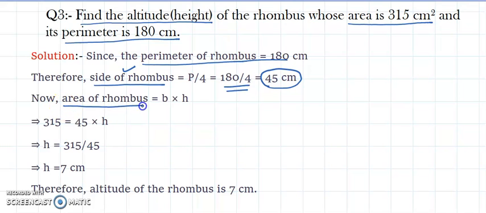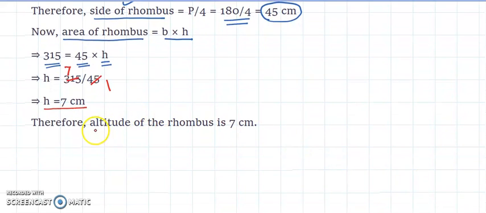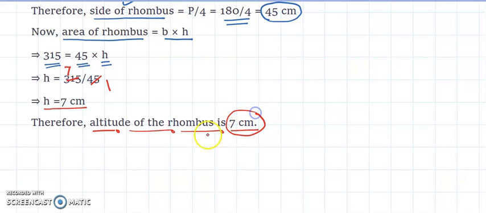We know that the area of the rhombus is equal to base into height. Area is already given to us as 315. We have just found the side of the rhombus as 45 and the height is in the formula itself. Transposing the 45 to the other side and simplifying it in a proper way, 45 ones are 45, 45 sevens are 315. We have obtained the height as 7 centimeter. So height or altitude means the same, so don't worry about that. Hence we have obtained the altitude of the rhombus as 7 centimeter.